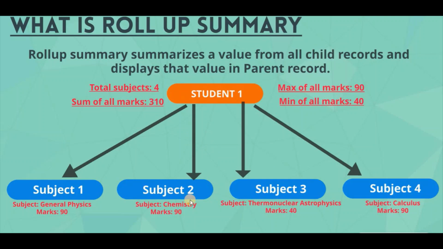In the same way, if you want to calculate the maximum marks that this person got across all subjects, then you can create a rollup summary field which will find the maximum of all marks. In the same way, the minimum marks, which is 40 out of all subjects. In summary, rollup summary fields will calculate the count of all child records or the sum of a given numeric field, in this case marks. It's a numeric field, right? In the same way, the maximum of a numeric field and the minimum of any numeric field. It can be marks or amount, it can be age, etc.